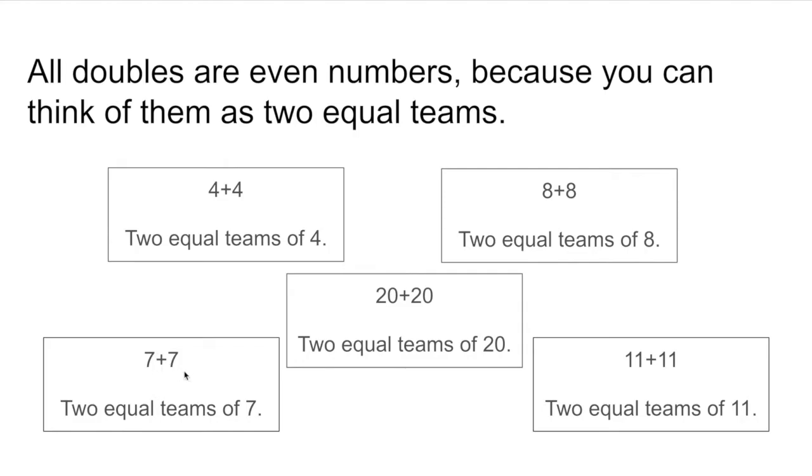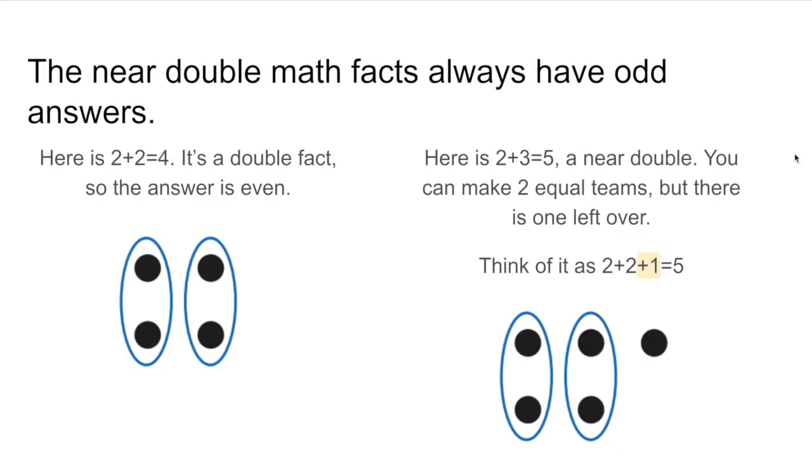7 plus 7 is a double. It's like 2 equal teams of 7. The answer to that equation would be even. 11 plus 11 is another big double, but it's like 2 equal teams of 11. The answer to that equation will also be even. All doubles facts have even answers. The near doubles math facts always have odd answers.